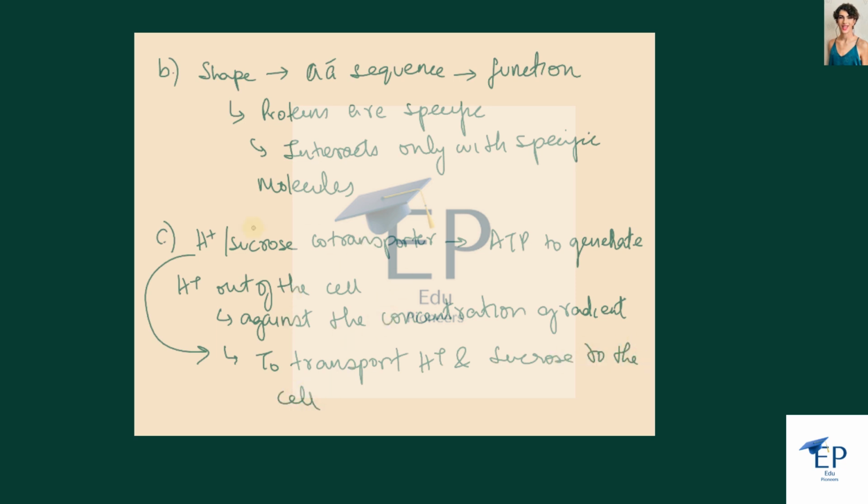So let us recap. The co-transporter uses ATP to pump protons out of the cell against the concentration gradient. Then due to the difference in the concentration gradient, protons are transported back into the cell along with sucrose.